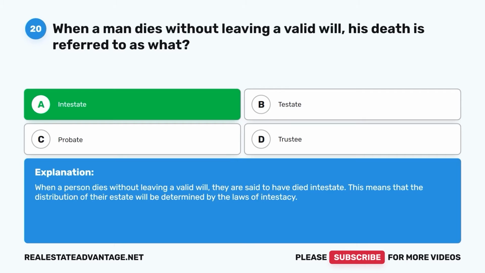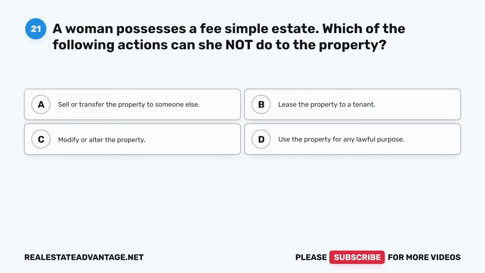This means that the distribution of their estate will be determined by the laws of intestacy. Question 21. A woman possesses a fee simple estate. Which of the following actions can she not do to the property? A. Sell or transfer the property to someone else. B. Lease the property to a tenant. C. Modify or alter the property. D. Use the property for any lawful purpose.